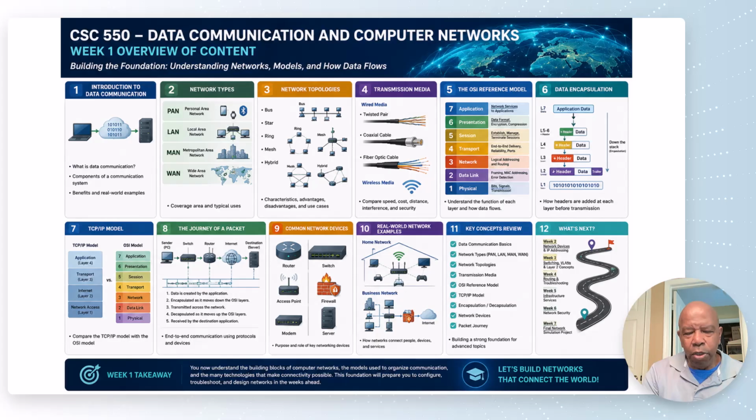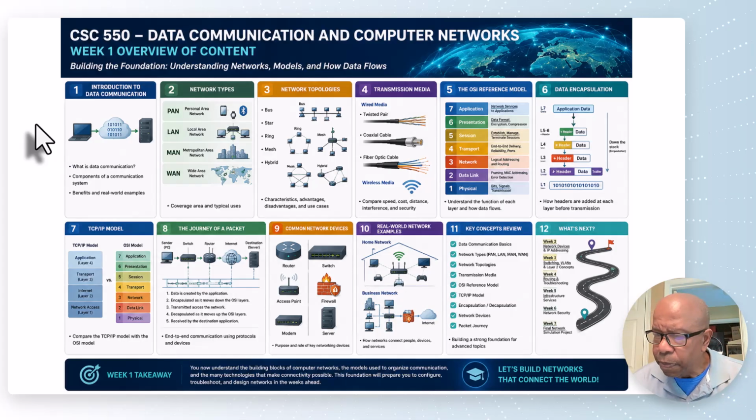Okay, so there are basically 7 sections that we're going to be talking about in this particular week one video. We're going to be talking about an introduction to data communications, the types of networks, network topologies, physical transmission media, and the OSI reference model. Okay, we'll get into some detail on that. And we're going to talk about data encapsulation: how do I have to label this data as it's going through the network?